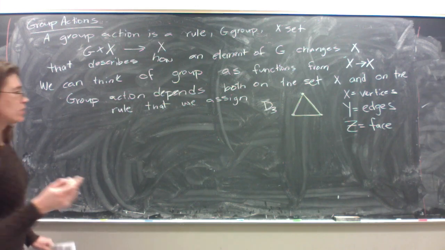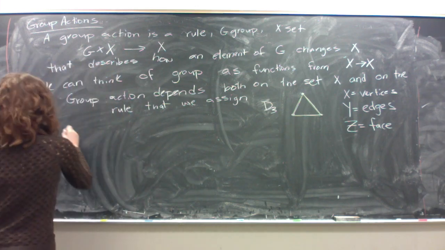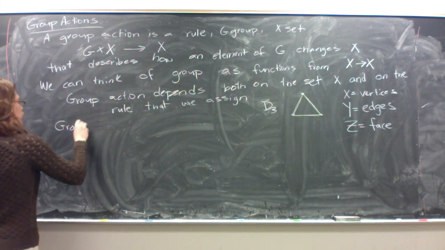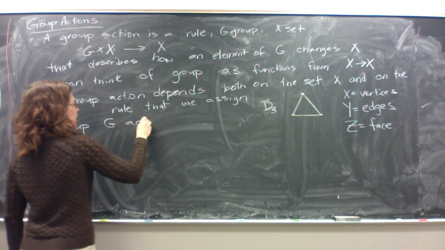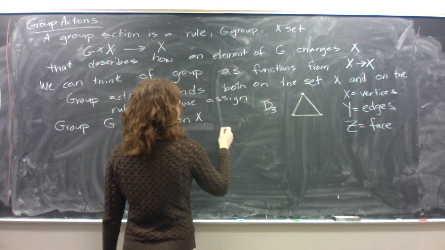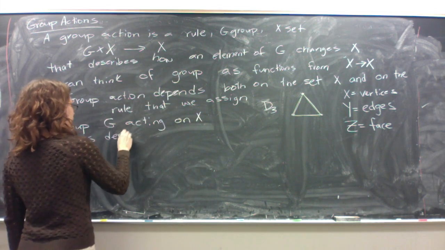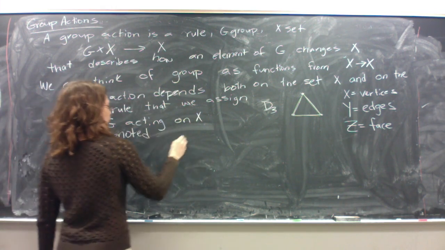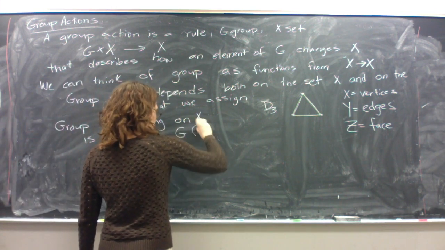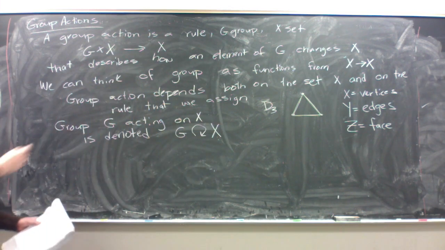By the way, I'd like to introduce notation for group actions that I like to use, which is a group G acting on a set X is sometimes denoted by G and then this sort of curved arrow X. I like to use that notation.